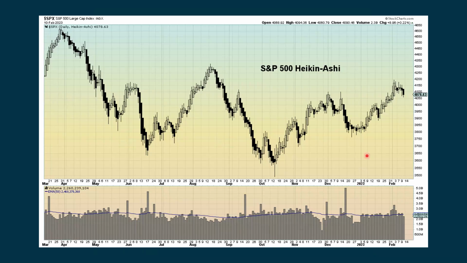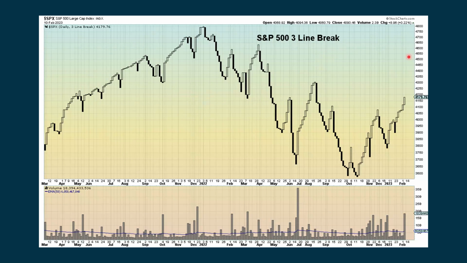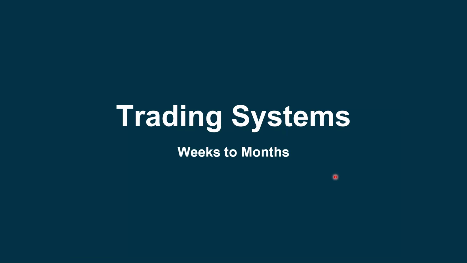Looking at some different charts, the Heikin Ashi is now starting to show dark candles. That's negative. The Renko, though, still has open boxes. That's positive. The 3-line break has open candles. That's positive. Nothing new on the point and figure chart. We still are working off of a triple top breakout that was generated on February 2nd, but no new X's or O's were drawn this week. So this chart is still looking positive overall.